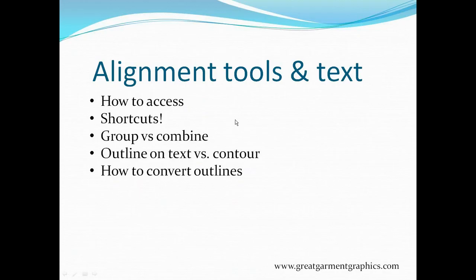Talked about shortcuts as always. Group versus combine. Group keeps them as individual properties in there, whereas combine makes them all one single object. An outline on a text versus a contour and how it creates different objects.